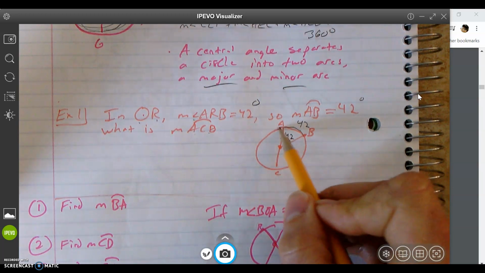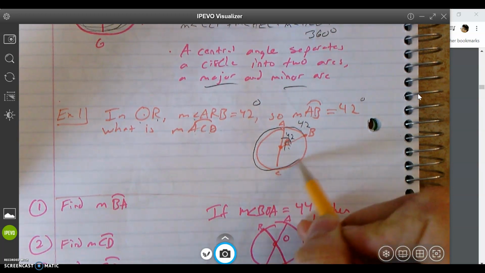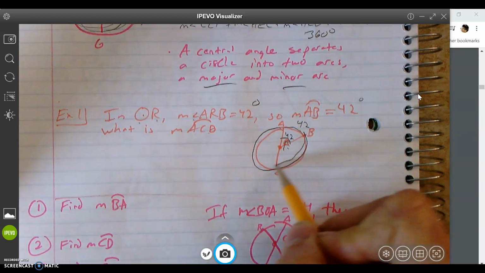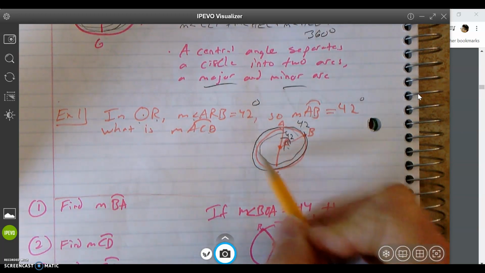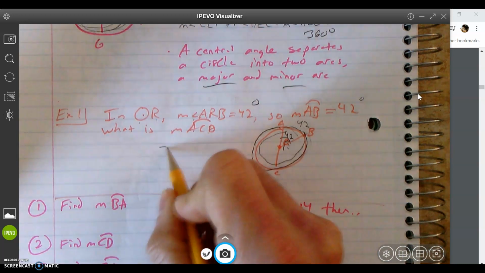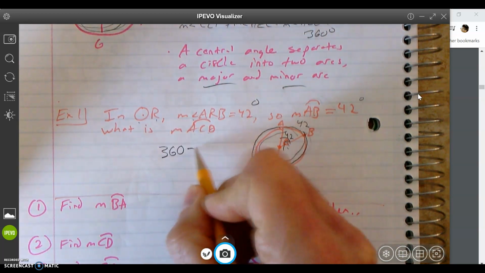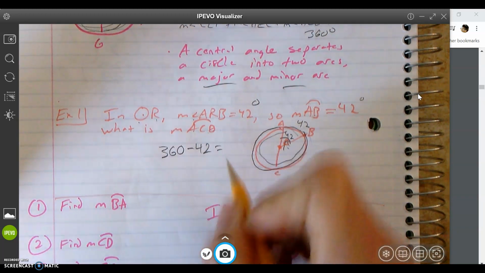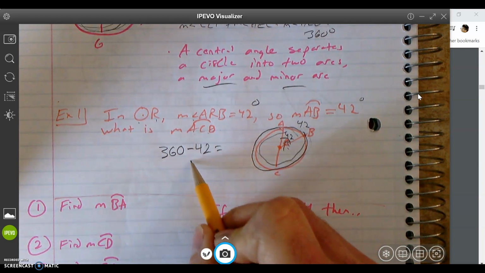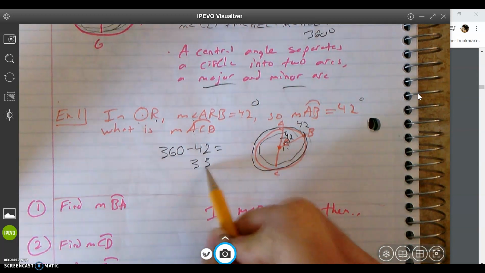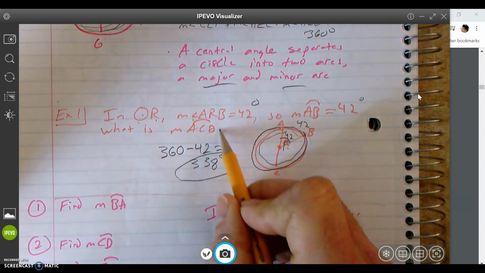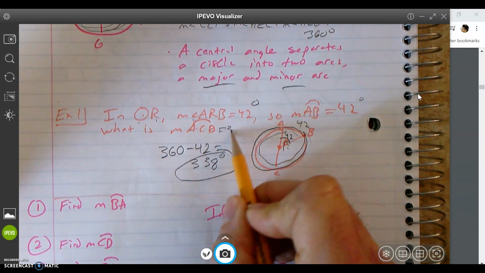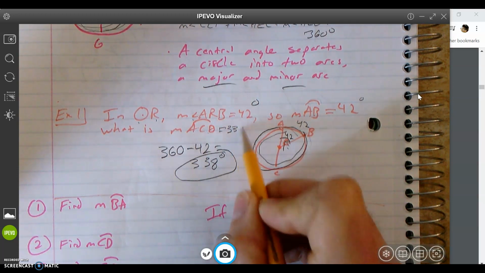That would be A to C to B. Well, if 42 is already taken, this is just the rest of the circle, right? So that's 360 minus 42. What is that going to be? That's going to be 338 degrees. So the measure of arc ACB is 338.